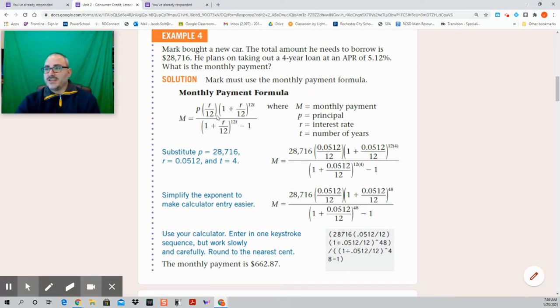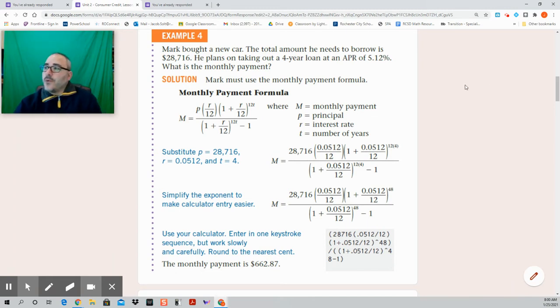All of this on top is the numerator. All this on the bottom is the denominator, okay? So P shows up once, right in the beginning. We're multiplying P by everything else. Then we have lowercase r. Lowercase r is the interest rate. It's the percentage expressed as a decimal out of 1, okay?